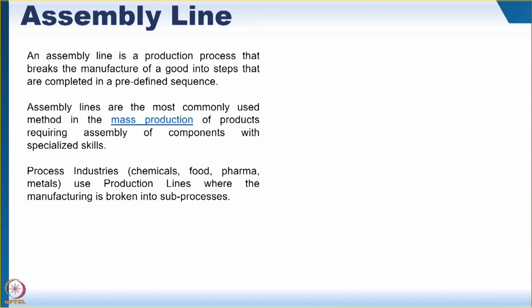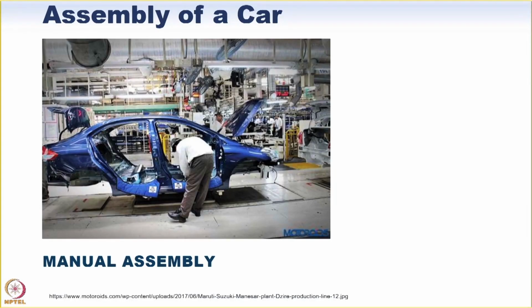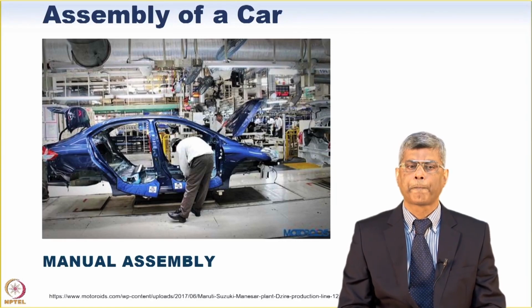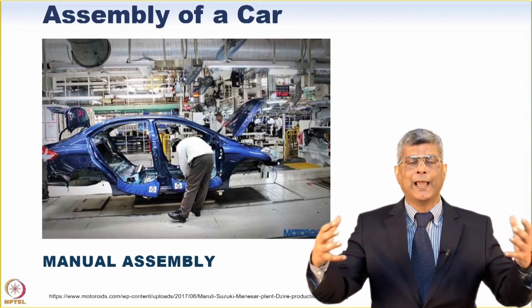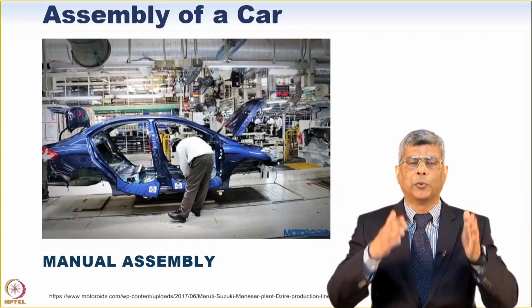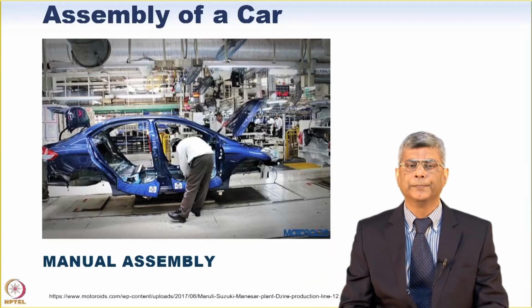So let's look at what an assembly line looks like. This is how a typical car assembly line will look. It's not a very sophisticated assembly line because it's a manual assembly line. So you can see the empty shell of a car, which is one step in the assembly line.